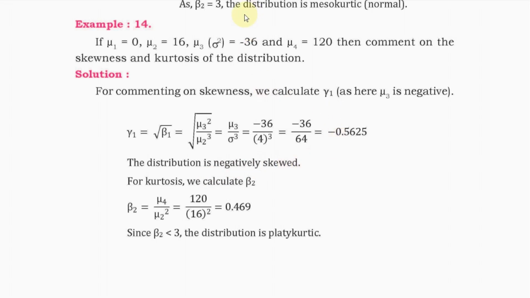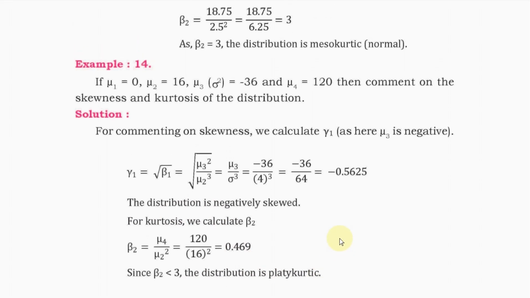Okay. So if you have the skewness as a negative number, that is, the third central moment as a negative number, you can go for the gamma formula instead of the direct beta 1 formula. And lastly, for kurtosis, we need to calculate beta 2. The beta 2 value is given by mu 4 divided by mu 2 square, which is 120 divided by 16 square, which is 0.469. So this means it is lesser than 3. If the beta 2 value is lesser than 3, that means the distribution is a platykurtic distribution.